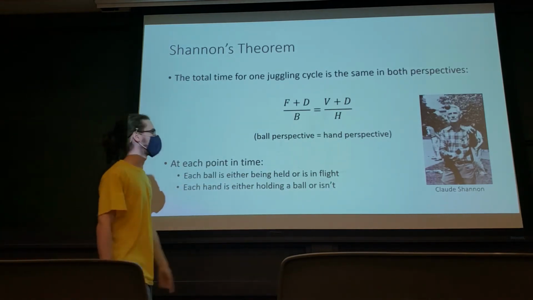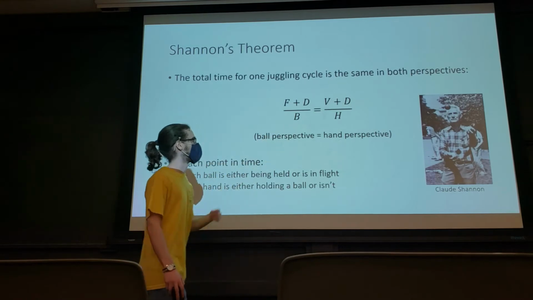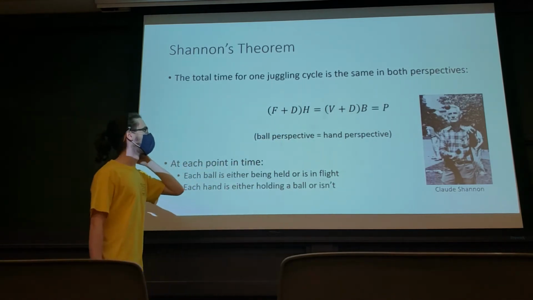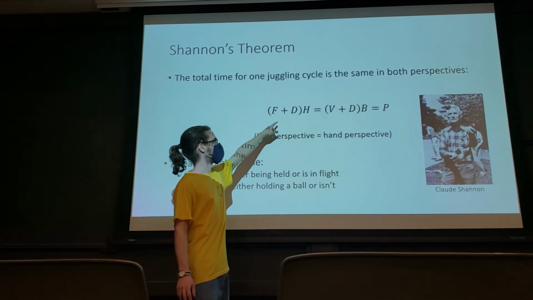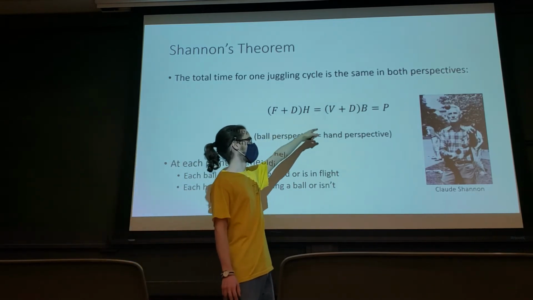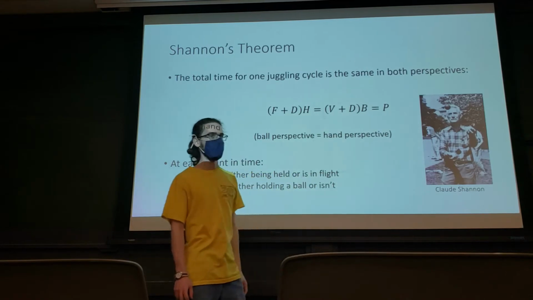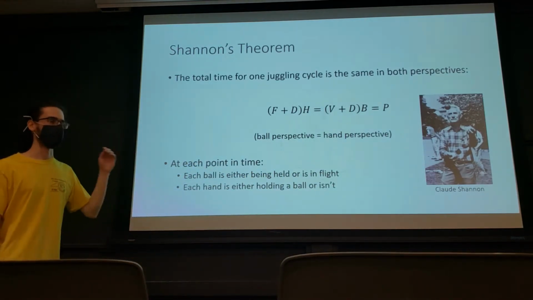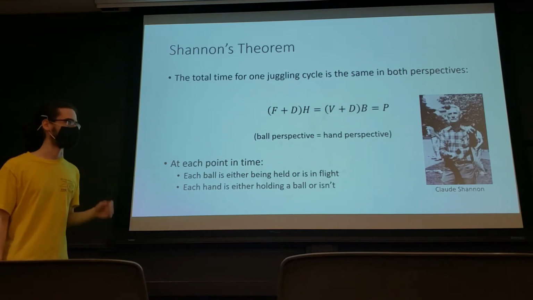We can rearrange this equation, just cross multiply, and get this. And this quantity, flight time plus dwell time times the number of hands, or vacancy time plus dwell time times the number of balls, is actually equal to the period of the pattern, in seconds. So if you know some of these quantities, you can calculate the other ones fairly easily.